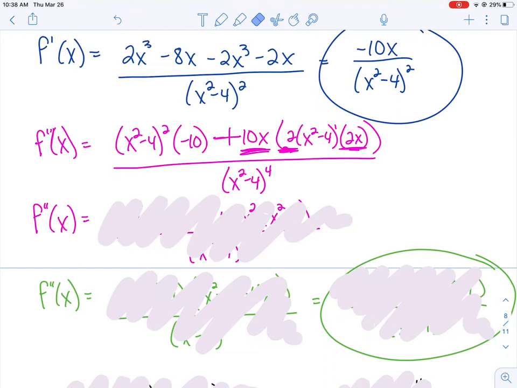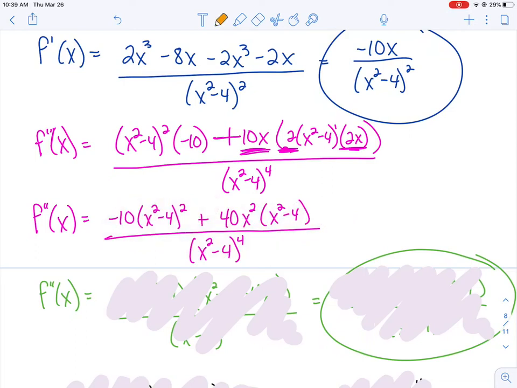All right, from here, I'm going to see if I can simplify it a little bit, just like I did in my last problem. In this first term, I have a negative 10, and then I have the (x squared minus 4) squared. In this second term, I have a 10x, I have a 2, and I have a 2x, which gives me my positive 40x squared. And then I have that (x squared minus 4) next to it.